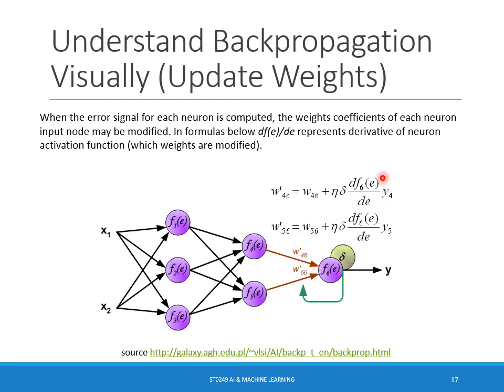Because we are using the error, we are going in the opposite direction of the slope. We know from the earlier diagram that we want to move down the slope towards the minimum point. For the other neuron here, it's the same formula: W56 plus the learning rate multiplied by the error, multiplied by the slope at this output function, multiplied by the output from this previous neuron itself.